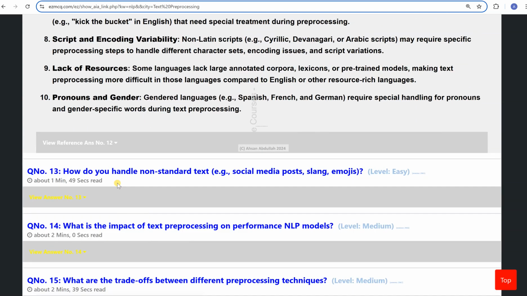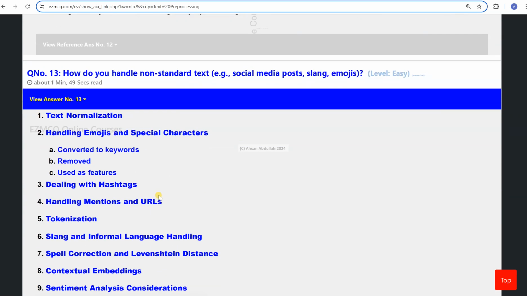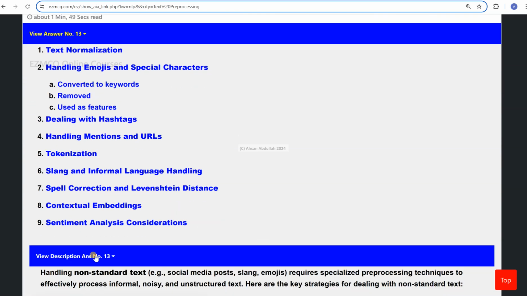So how do you handle non-standard text? Non-standard text is everywhere in social media posts, slang and emojis, and everybody comes up with their own way of expressing themselves. So there's a big issue in text normalization. Let's go on to the detail instead of just looking at the bullets here.